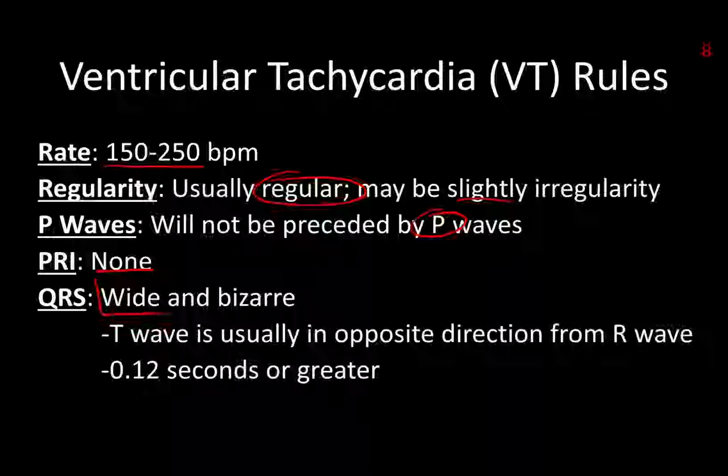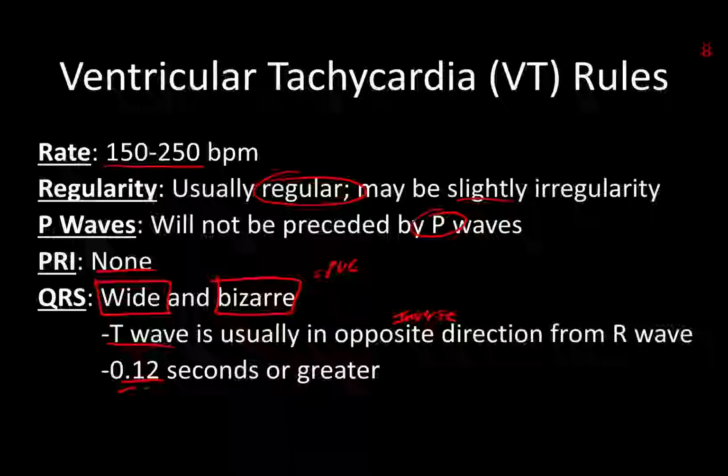But these are the big ones. It's going to be wide and bizarre, just like PVCs are. And in fact, all those different shapes of PVCs, that's exactly what can happen with VTAC as well. Your T wave is going to be in the opposite direction, so it's going to be inverse of your R wave. And you're going to have a nice wide QRS. It's going to be 12 or greater, more oftentimes greater.